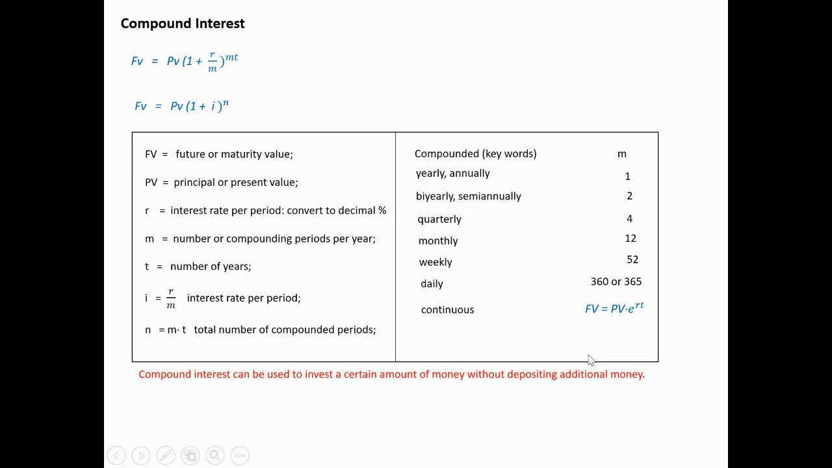Okay, and again, how do we use compound interest? Compound interest can be invested. Say that you have some money at your house and you want to invest it. You can put it in a bank, and you don't deposit any extra money. Then you wait for a certain amount of time, and you're going to have extra money that is called interest. That's how much interest you earn on the money that you deposit. Okay, so let's do an example.